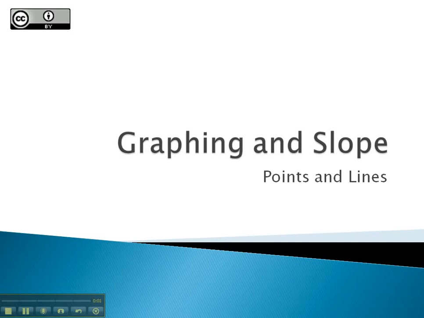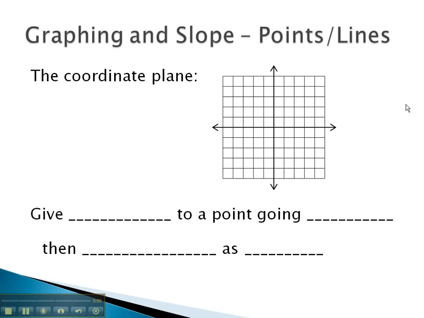In this video, we are going to take an introductory look at how we can put points and lines on what is called the coordinate plane. The coordinate plane is an intersection of two number lines. The horizontal number line is called the x-axis. The vertical number line is called the y-axis.